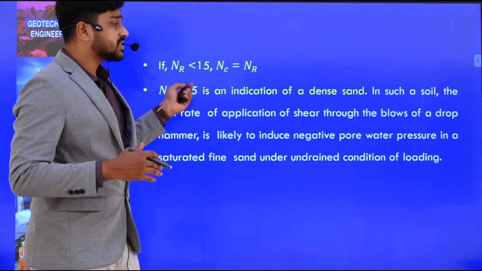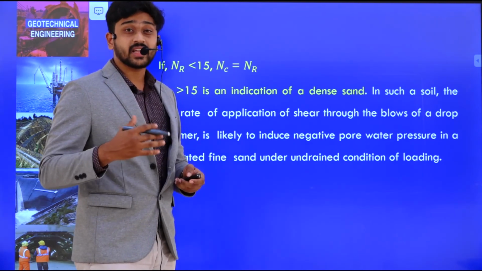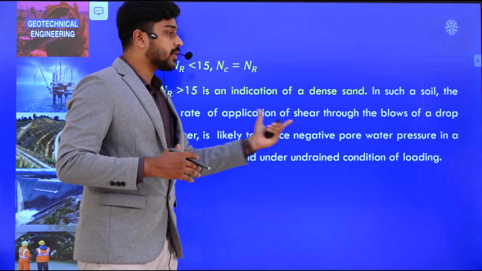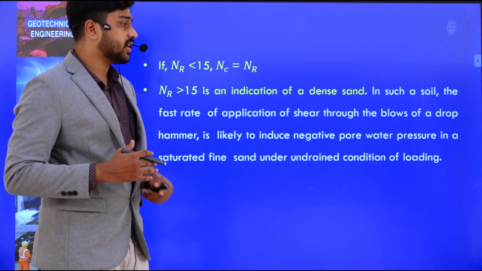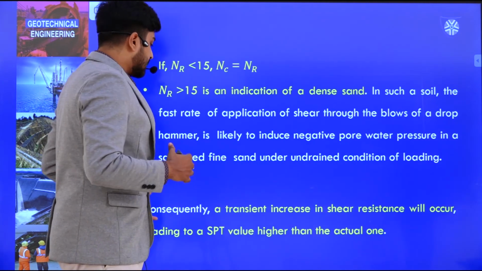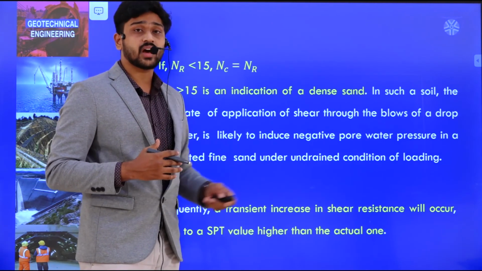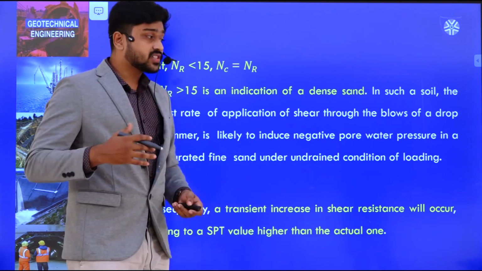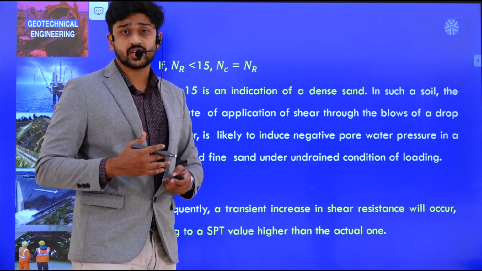If NR is greater than 15, it is an indication of a dense sand case. In such soils, there is a fast rate of application of shear through the blows of the drop hammer. Consequently, a transient increase in the shear resistance will occur, leading to an SPT value higher than the actual one. Whatever actual value we get, this SPT value will be higher than the actual one.